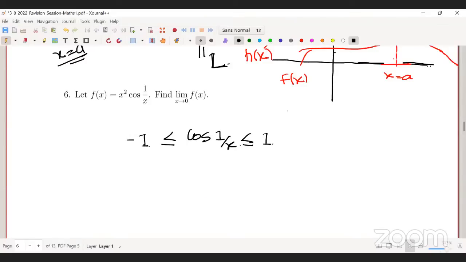Sir, it is an oscillatory function. Yes, certainly it's oscillatory. I agree that it's oscillatory, but certainly it cannot go below -1 and cannot go above 1. I know it's oscillatory, but the value cannot go beyond this interval.